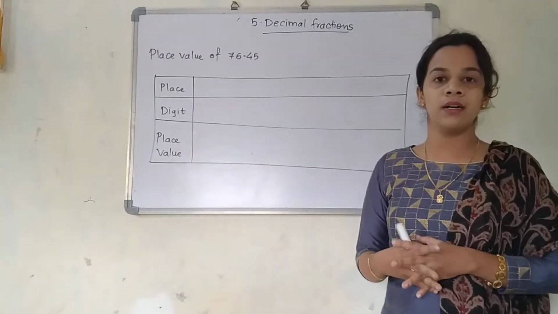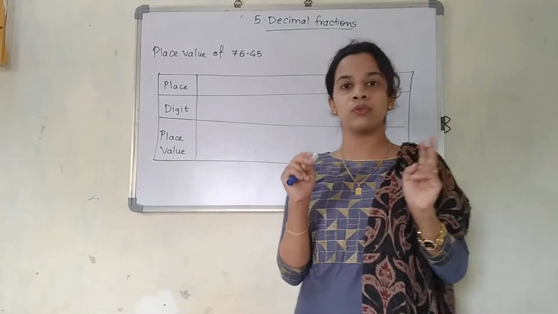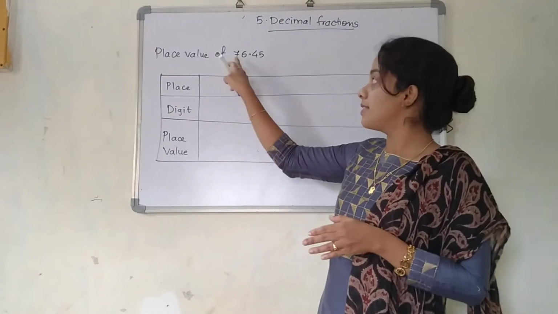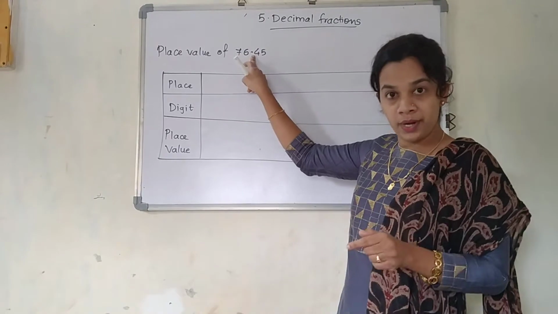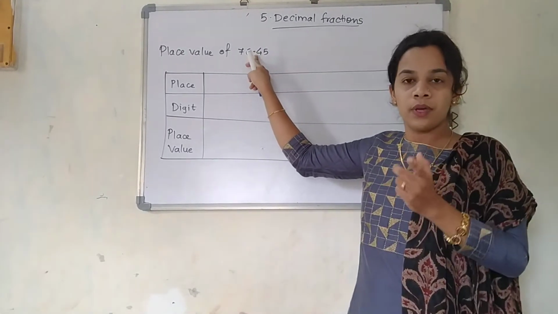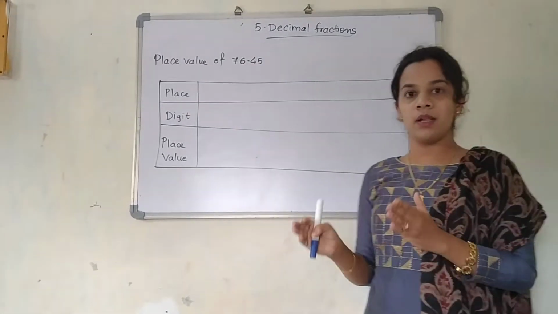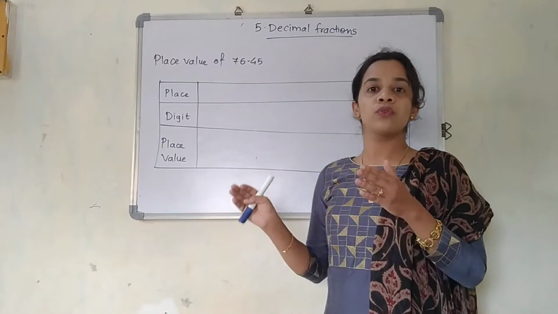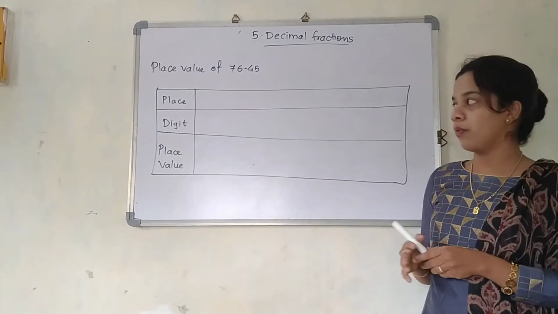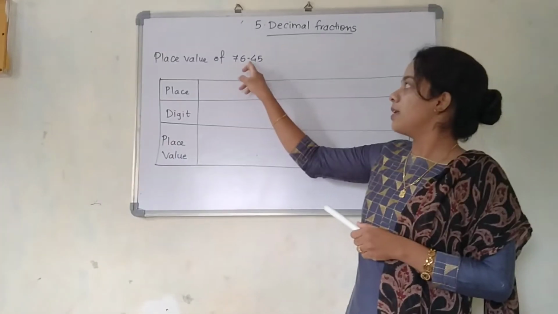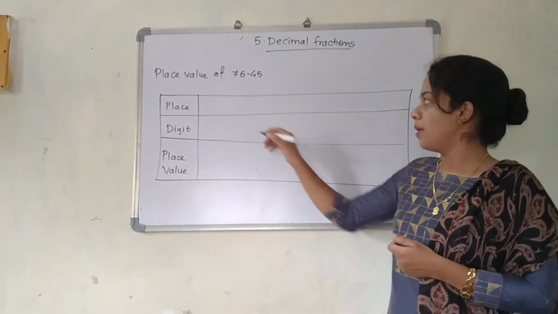Actually, while reading a decimal fraction, we have some rules to read it. This is to be read as 76.45. Now we are going to find out the place value of this. You have already done this, but it is a sort of revision for you. So please pay attention near the board. Now, 76.45. We know the places.